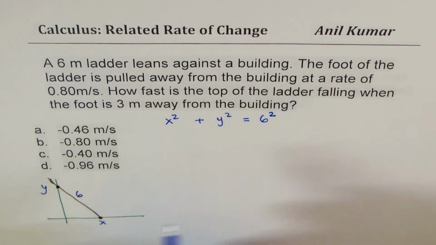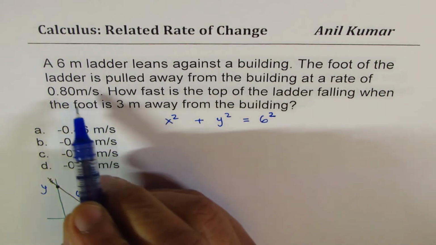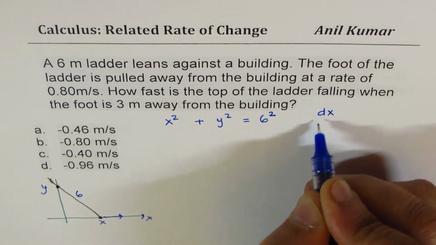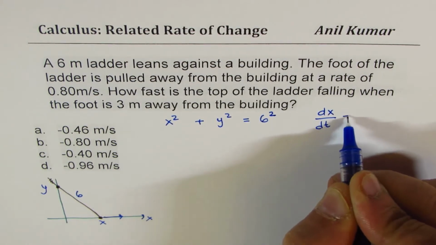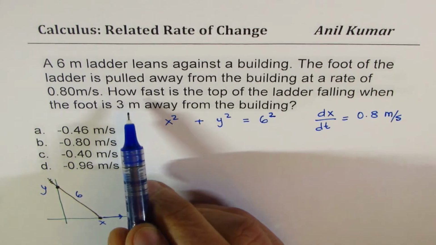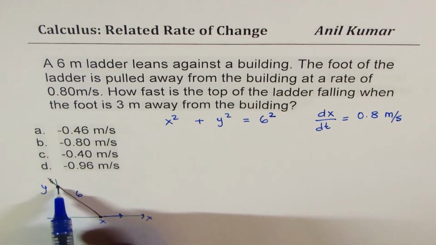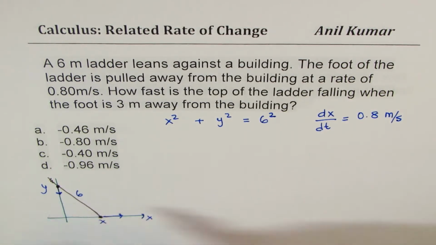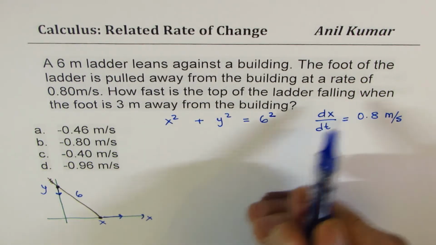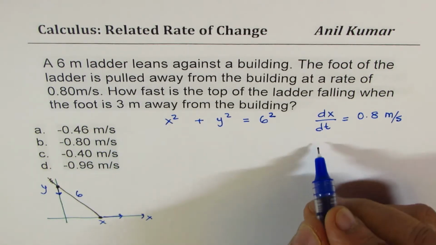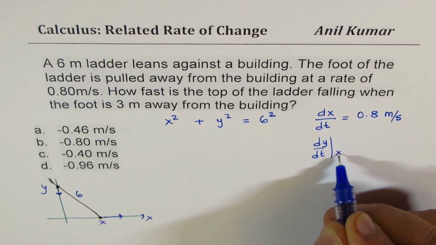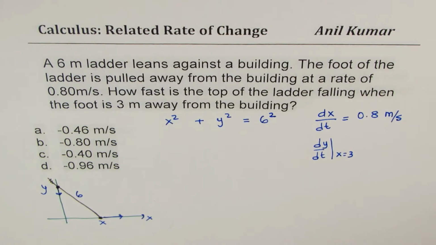We are given that this ladder is being pulled at the rate of 0.8 meters per second. This is the x direction. So the change in x with respect to time, dx/dt, is given to us as 0.8 meters per second. How fast is the top? As it is pulled, this will come down. So this is falling, right? So we expect a negative answer. So we need to find dy/dt when x is equal to 3.